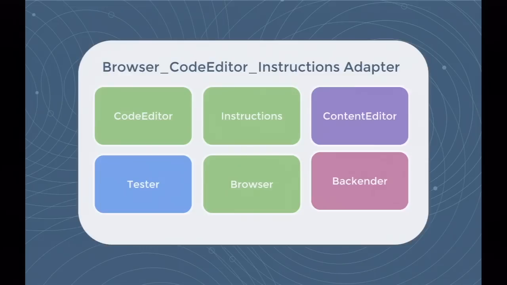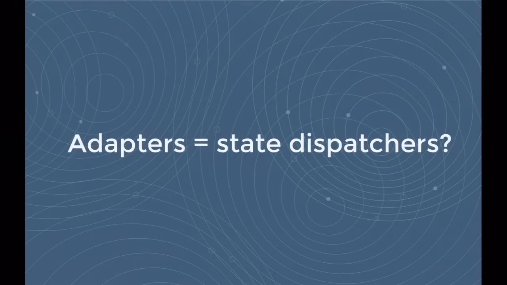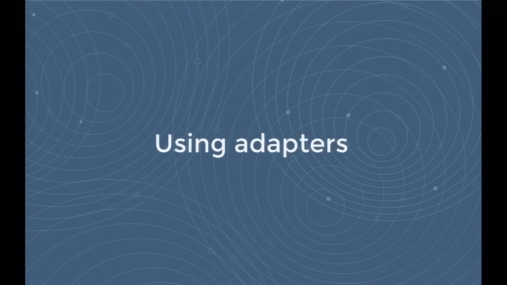This is a modified example, but there's the piece that talks to the backend. There's a tester that actually runs tests. There's a content editor that our in-house lesson writers use to preview their lessons in the actual interface, stuff like that. And then, oh, by the way, there's a browser, instructions, and code editor. All right, cool. And then the adapter just ends up being the state dispatcher. It listens to events, it responds.